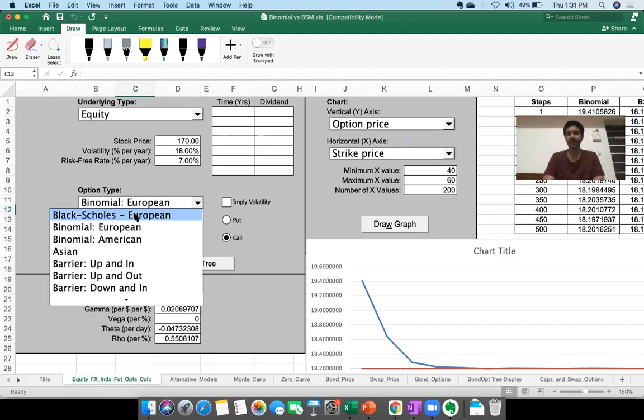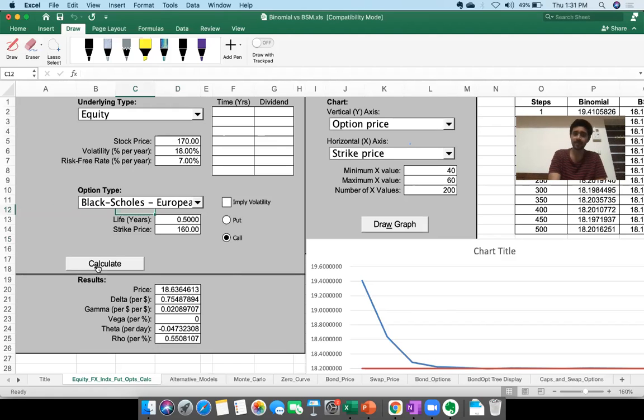Okay, so I am clicking on Black-Scholes first, and then I'm pressing calculate. I have not changed any input. I'm pressing calculate. The answer is 18.199 or 18.20.